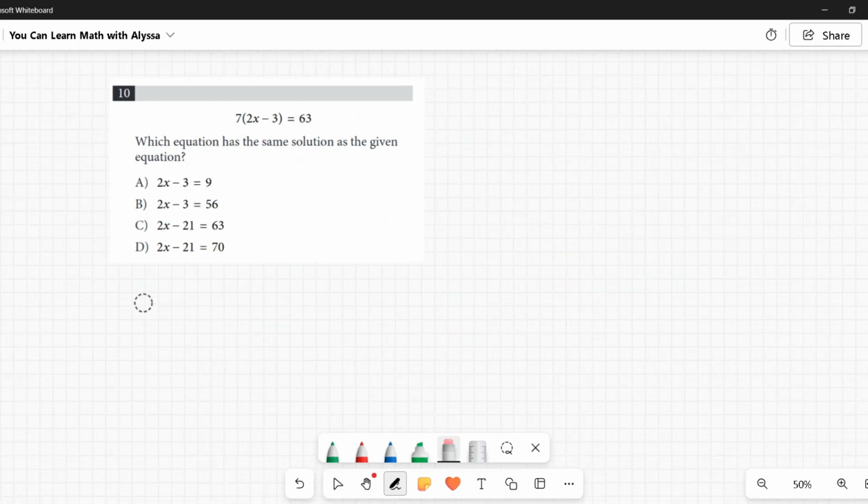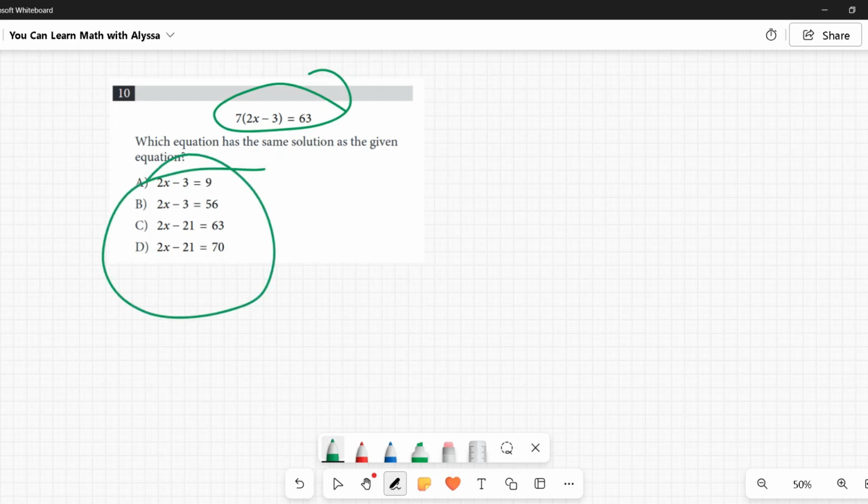Number 10, 7 times (2x minus 3) equals 63. Which equation has the same solution as the given equation? Two ways you can look at this. You could, and I think this is the longer way, solve for x here, and then solve for x for each of these and see which ones have the same answer.